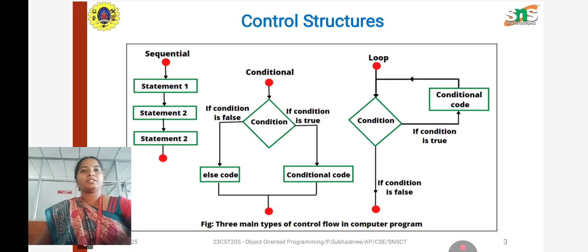In the control structures, sequential statements, conditional statements and looping statements are there. In the sequential statement, statement 1, statement 2, and then it proceeds to the next statement. Whereas in conditional statements, a condition will be given. For example, in the if statement we give a condition. If it is true, it will execute the true block. If it is false, it executes the else block.